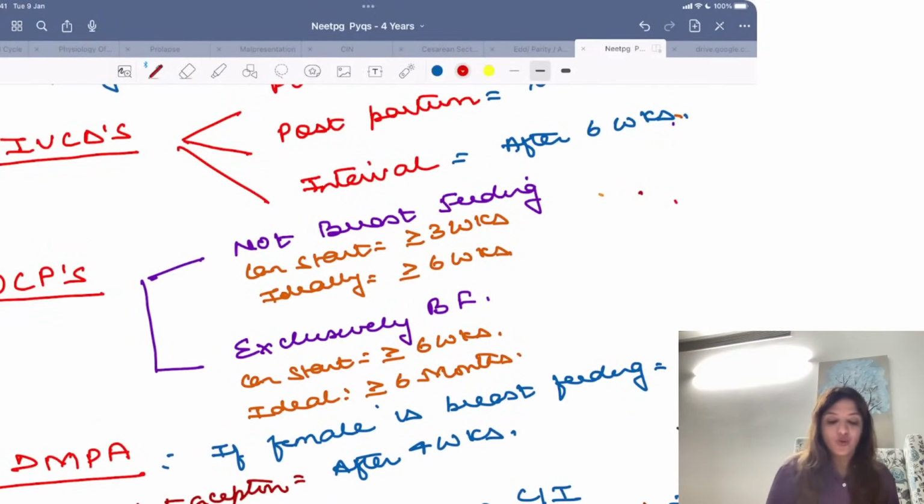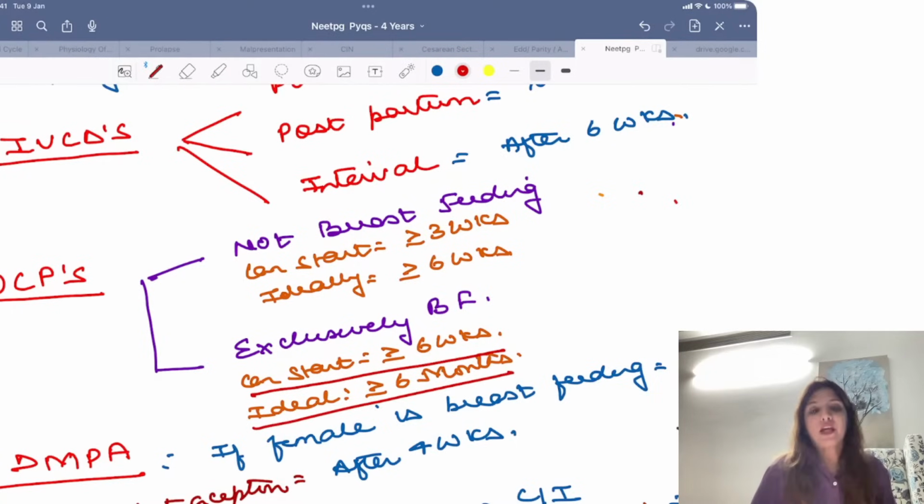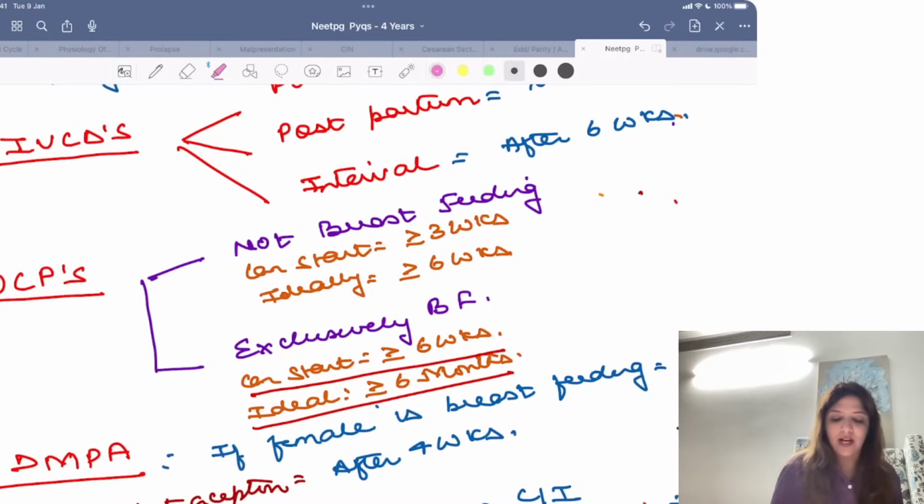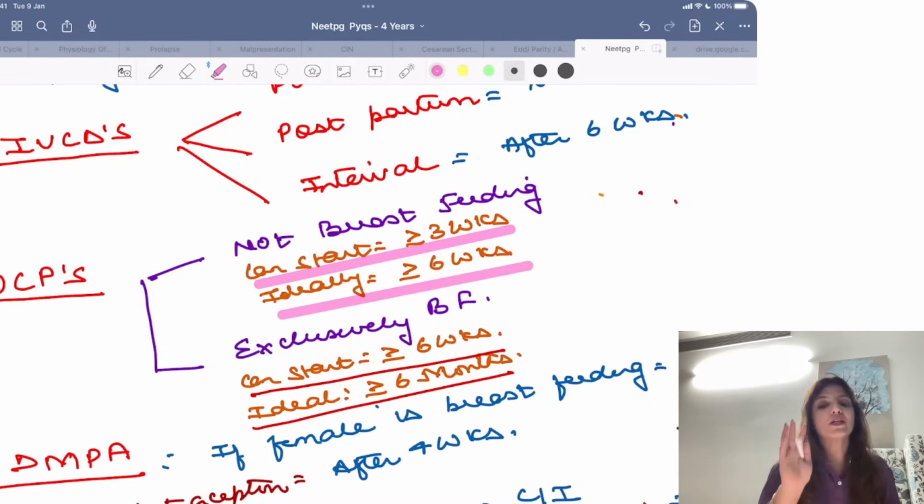right, you can start OCPs after 6 weeks. Ideal time to start OCPs is after 6 months. If a female is not breastfeeding, you can start OCPs after 3 weeks. Ideal is 6 weeks. Because OCPs have two problems. One, they decrease breast milk.